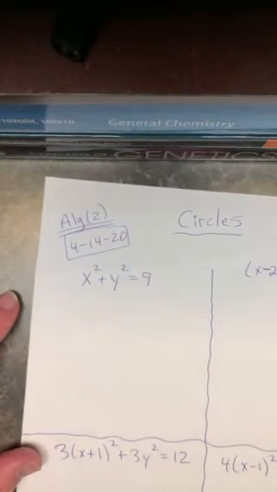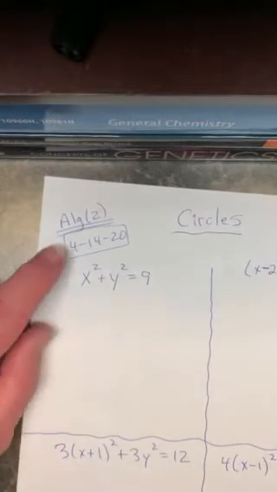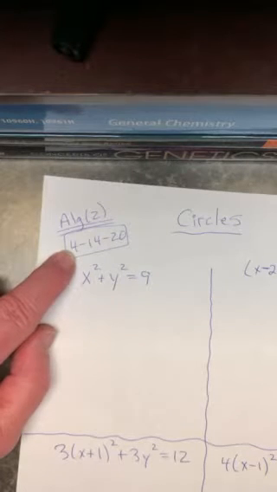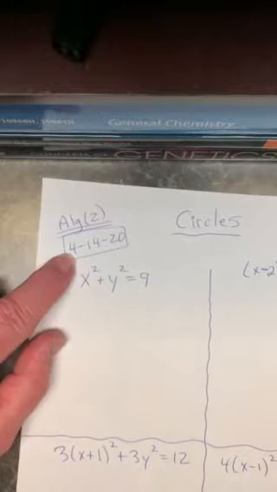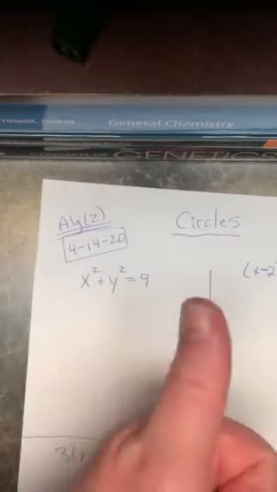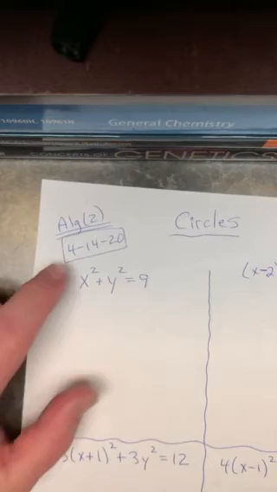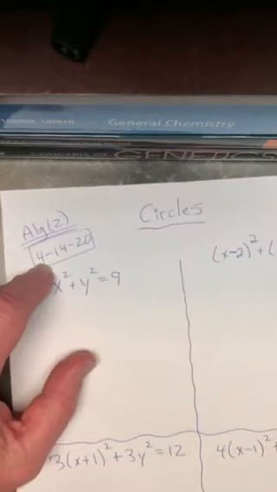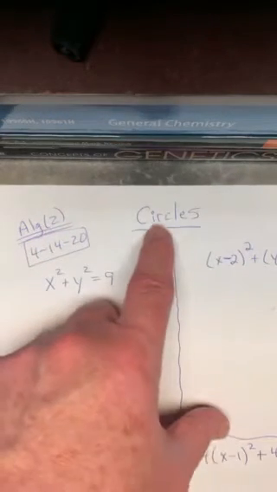Okay, guys, we are in Algebra 2, Mod 8. Today is Tuesday, April 14th, 2020. Again, Tuesday, April 14th. So in the top left corner of your paper, put 4/14/20. The title is just one word. It says circles.